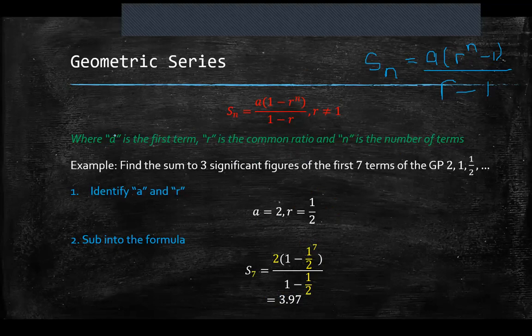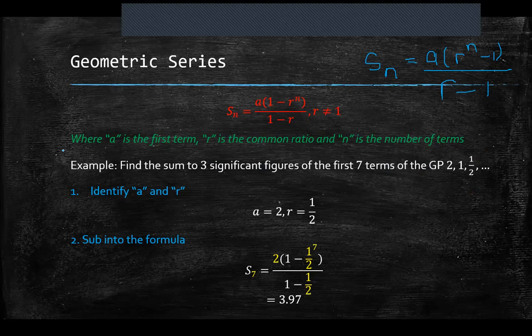Anyways, back to this. A is the first term, that does not change. R is the common ratio, that does not change. N is still the number of terms, it does not change. Example, find the sum to 3 significant figures of the first 7 terms of the GP 2, 1, a half, etc. First thing you need to do, just like before, you need to identify A and R.